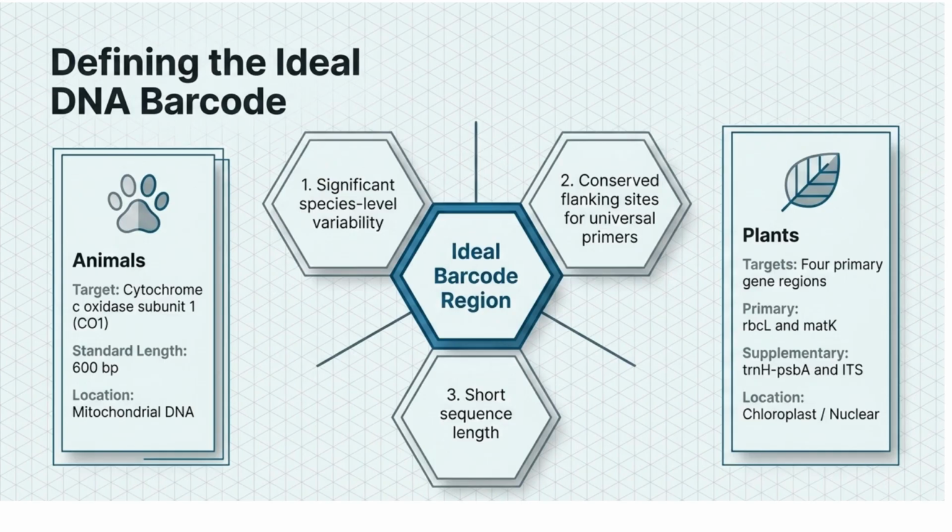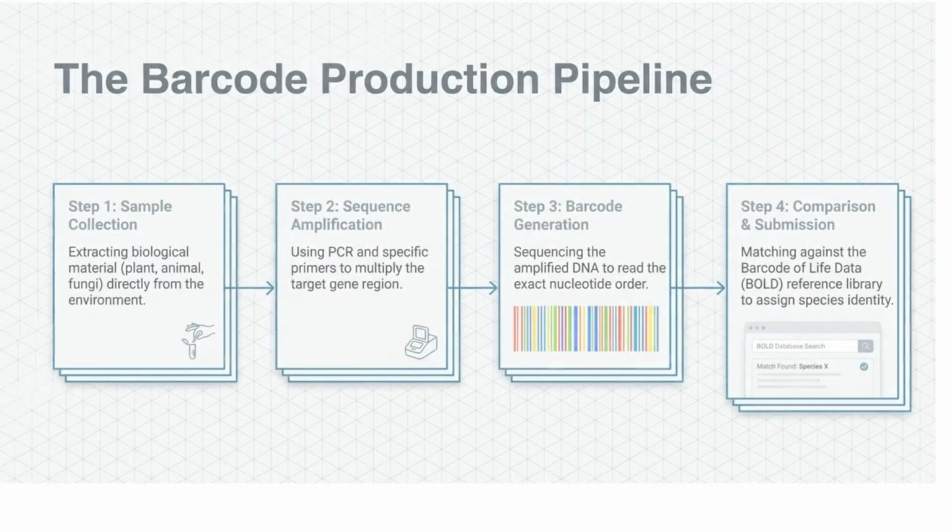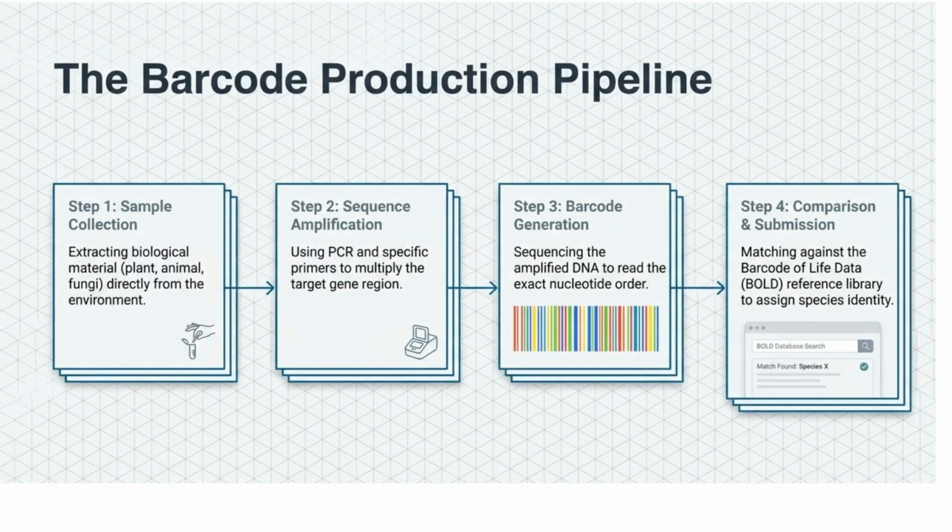Defining an ideal DNA barcode requires 3 key criteria: significant species-level variability, conserved flanking sites for universal primers, and a short overall sequence length. The barcode production pipeline consists of 4 main steps: sample collection, sequence amplification using PCR, barcode generation through sequencing, and comparison against the BOLD library.